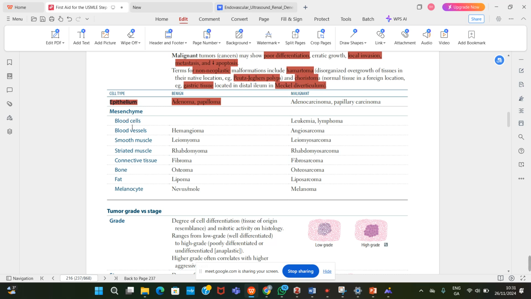For the mesenchyme, we move to the blood cells. What is a benign tumor of a blood cell called? Nothing. There's nothing like a benign tumor with blood cells, you know, but you can have the malignant form, which is leukemia and lymphoma. What about the blood vessels? Benign form is called hemangioma. You just add sarcoma to the ending. Angiosarcoma. So it's not hemangiosarcoma, but angiosarcoma.